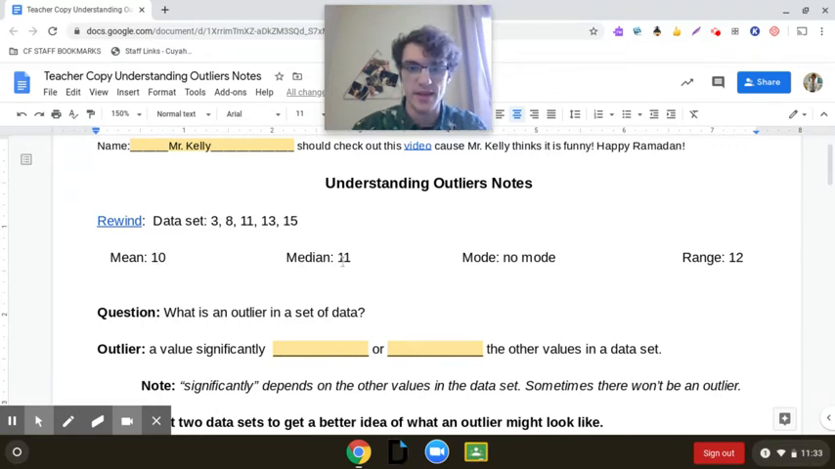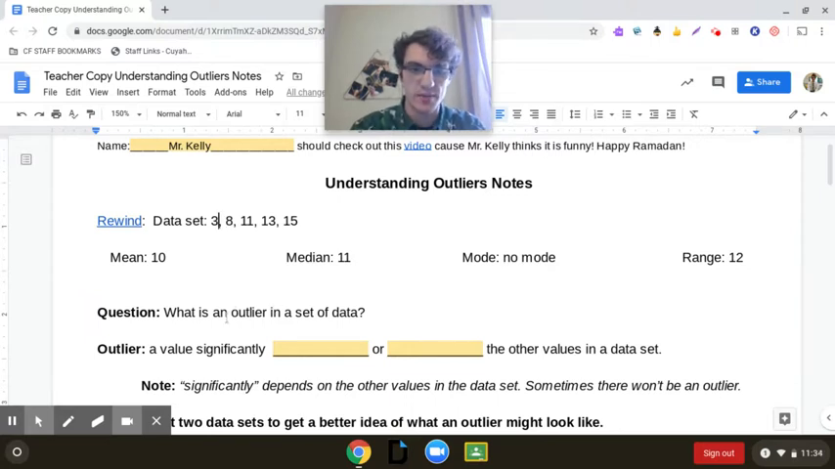The median is just your middle number. So you take away your greatest and your lowest, and your greatest and your lowest. The next ones, you're left in the middle, 11. The mode: in this case, there isn't a value that happens the most often, so we would just write no mode. And then the range is the greatest value minus the least value. So that's the range of the data set.